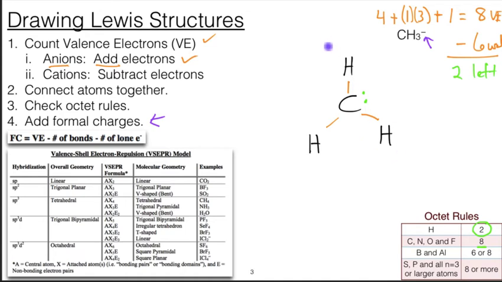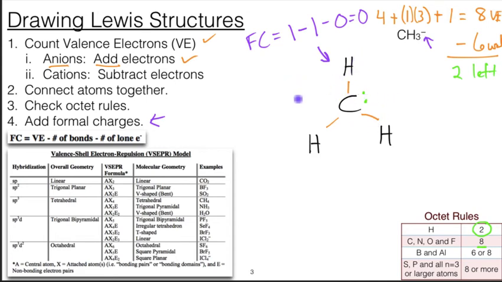Let me just go ahead and do hydrogen real quick. It's the same formula as the last video. 1 valence electron for hydrogen, 1 bond, no lone pair electrons, 0. So I'm not going to do any more hydrogens. I'm not going to do formal charge for hydrogen anymore because it's always 0 when it's just a single bond there. It's going to be the other atoms.